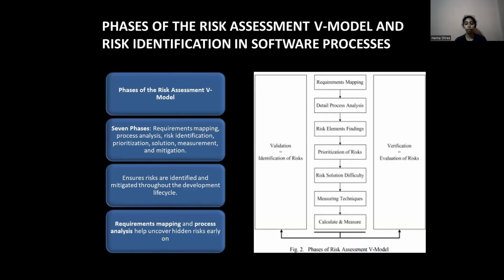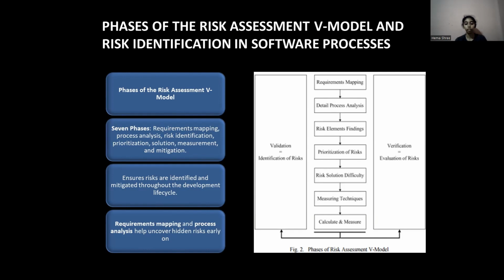Phases of the risk assessment V model and risk identification in the software process. The risk assessment V model is a systematic approach that integrates risk identification and management in the software development cycle. The model consists of seven key phases: requirement mapping, process analysis, risk identification, risk prioritization, risk solution, measurement techniques, and risk calculation and mitigation. Each phase plays a crucial role in ensuring the risks are identified and mitigated before they impact project success.